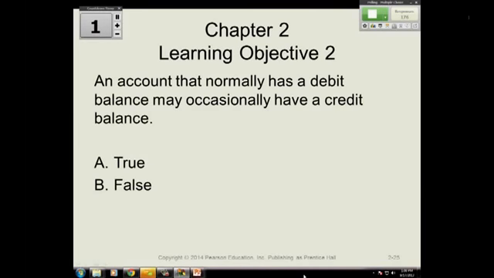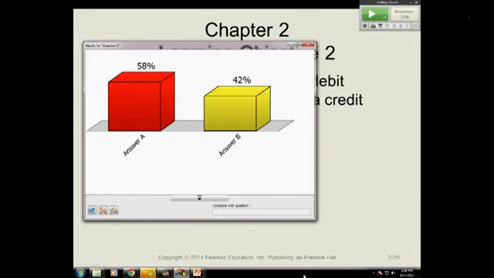Okay. All right, so we're about split on the class on this one, and it says that 58% of you believe that it could have a credit balance, and the others say that no, it can't, and the answer is A. It could have a credit balance. So as we said in class, normally, the balance is what you would expect, but there could be some exceptions.